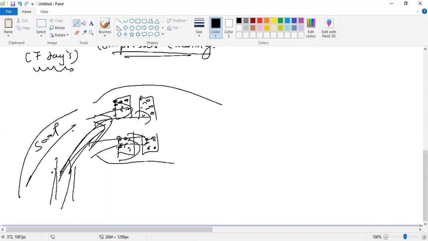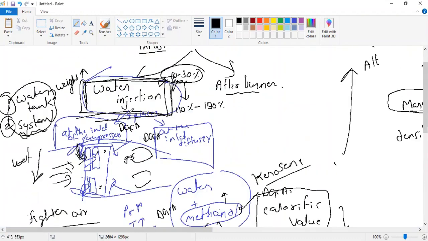Any doubt in this water injection mechanism? No, sir. This is also called filter cleaning, one of the important tasks in the field.